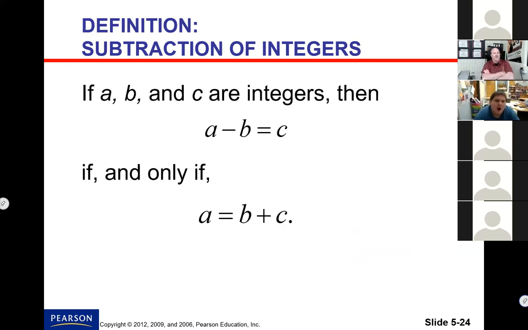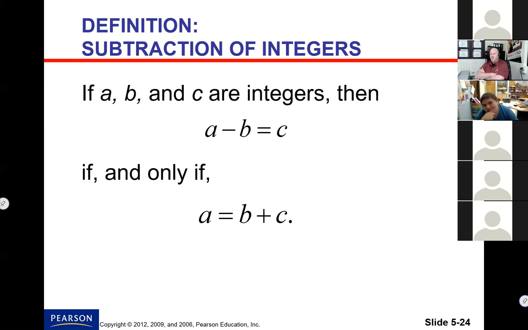Okay, so if A and B are integers, A minus B equals C. Therefore, the rule is A equals B plus C. What are you talking about? Well, here, give me a number. 10 minus 7 equals 3. So then 10 equals 3 plus 7. Oh, yeah, that does work, right? Makes sense, right? Whatever you subtract is the same as adding.